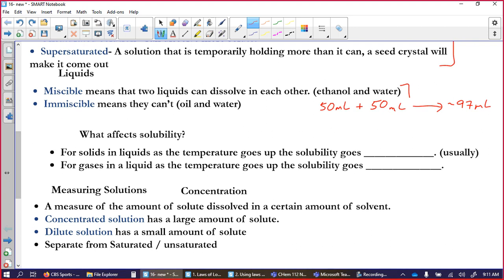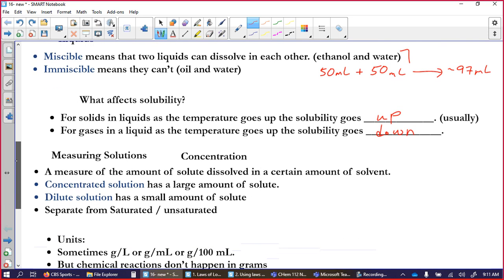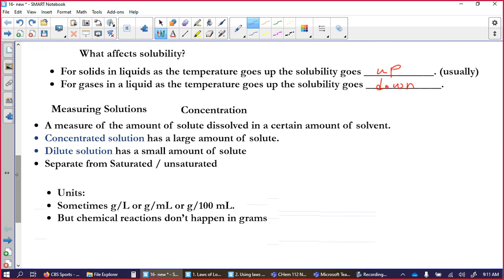What affects solubility, and this is what I mentioned, as temperature goes up, solubility goes up usually. For gas, as temperature goes up, solubility goes down. Because as you heat a gas, it starts to move more freely and ends up boiling off quicker. So that's kind of about solubility.